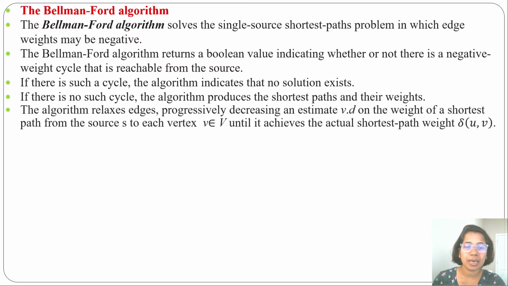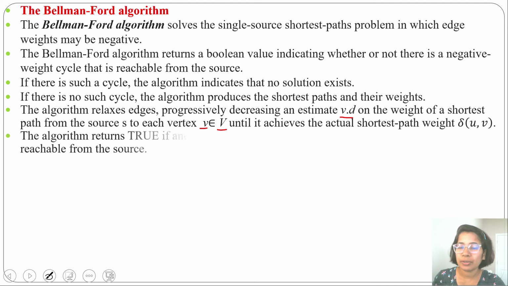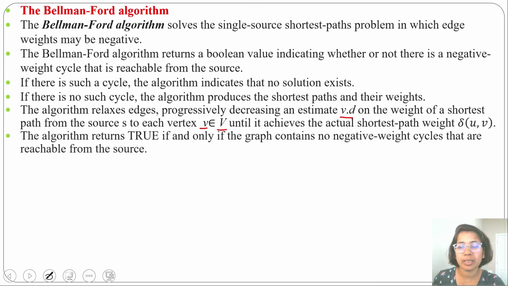So the algorithm relaxes edges, progressively decreasing an estimate v.d, meaning distance, on the weight of the shortest path from source to each vertex v belongs to V. This v is for vertex, for all vertices in the graph, until it achieves the actual shortest path weight. So it will return true if and only if the graph contains no negative weight cycle that is reachable from the source. If a negative weight cycle is present that is reachable from the source, then it will not show the shortest path. Let's discuss the algorithm.